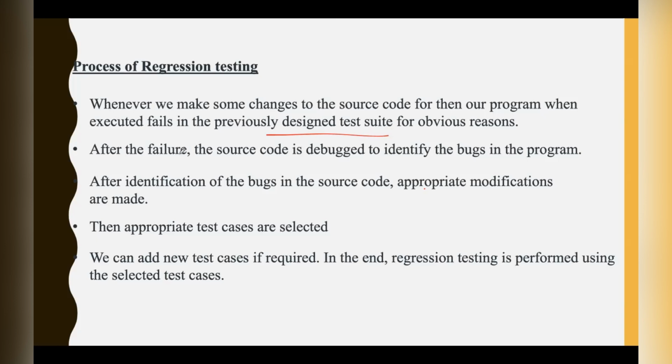After the failure, we need to debug the source code in order to find out why the failure occurred. So we need to identify the bugs in the program. Once the bugs are identified, we need to make appropriate modifications in order to remove them.